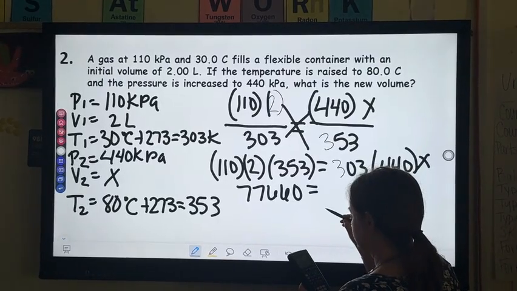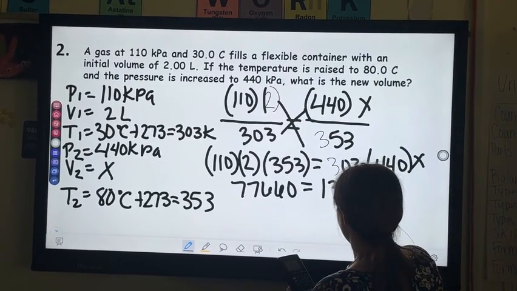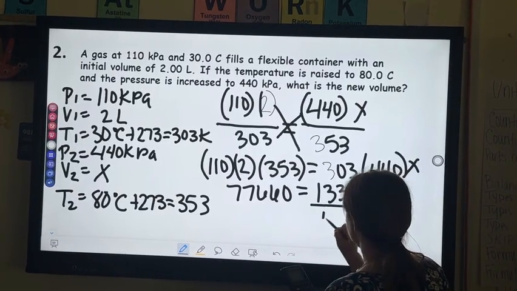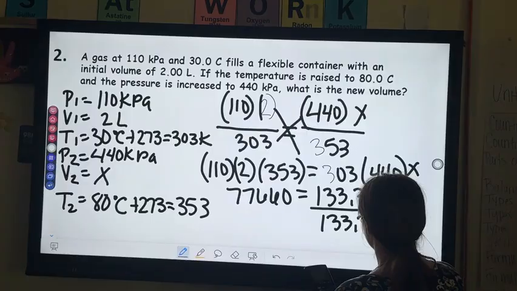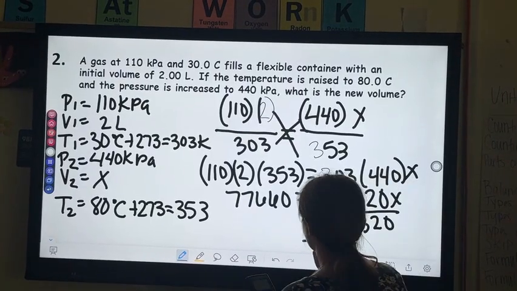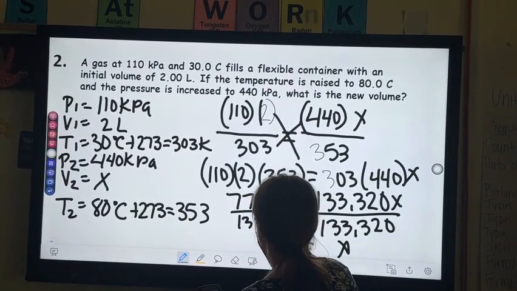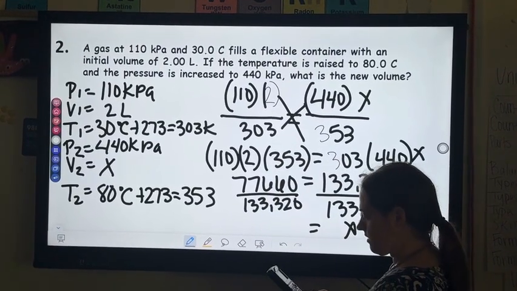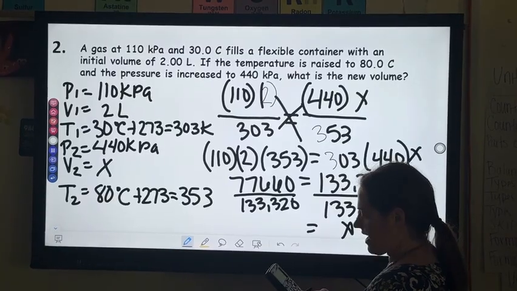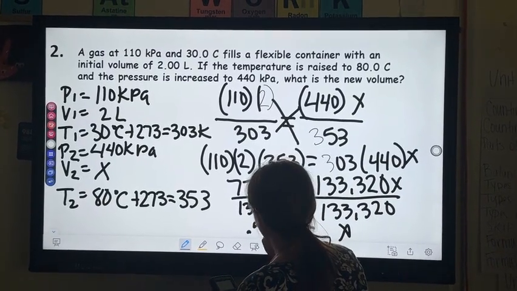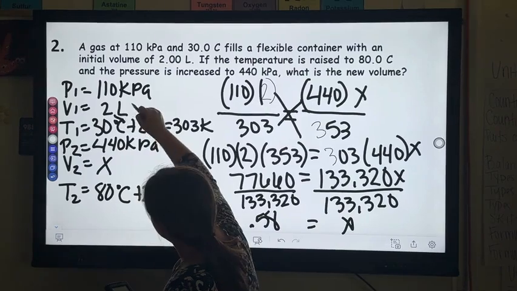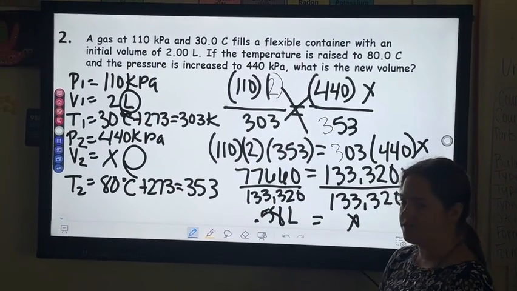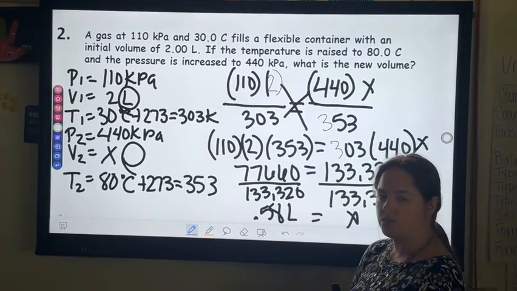And we get a really large number of 133,320x. We're going to divide each side by that to get x by itself. So then x is 0.58. We know volume is in liters, so our second volume is also in liters, so x is equal to 0.58 liters. If you have any questions, make sure you check in with your teacher.